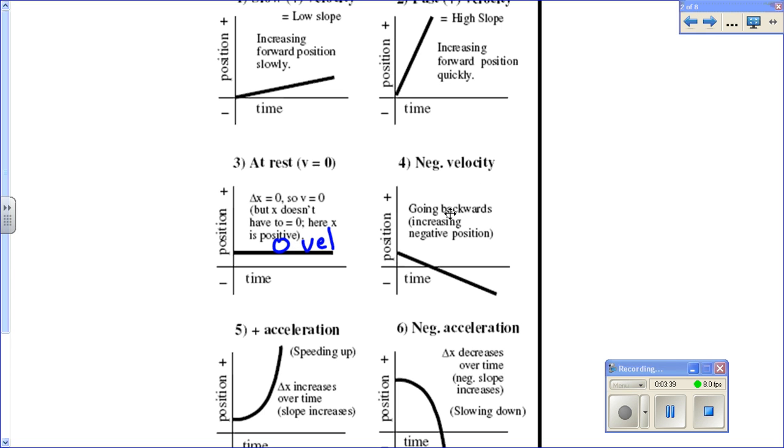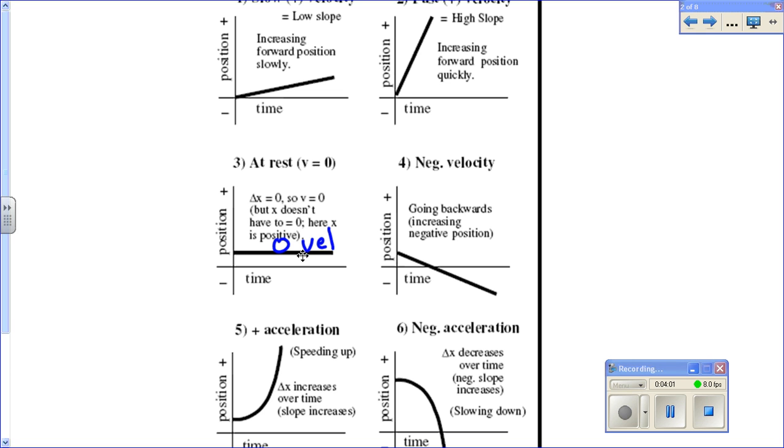The negative velocity means that we're going backwards, or we're going left, or we're going from something like 100 meters and coming toward the 0 mark. So that means someone's coming at us. That means they're going a negative velocity. So a negative velocity means it's going down left to right.